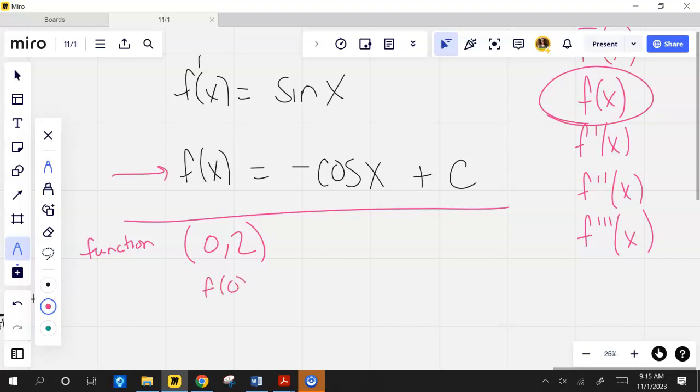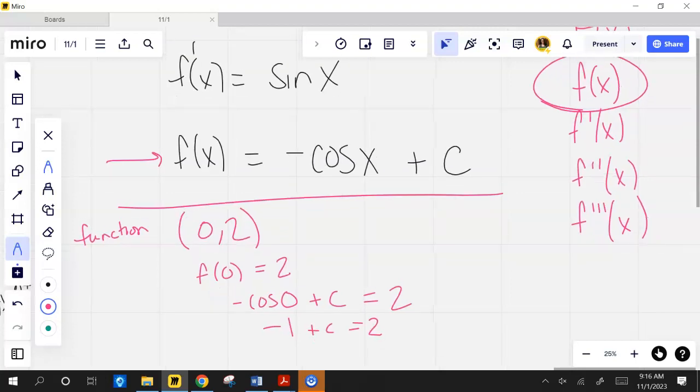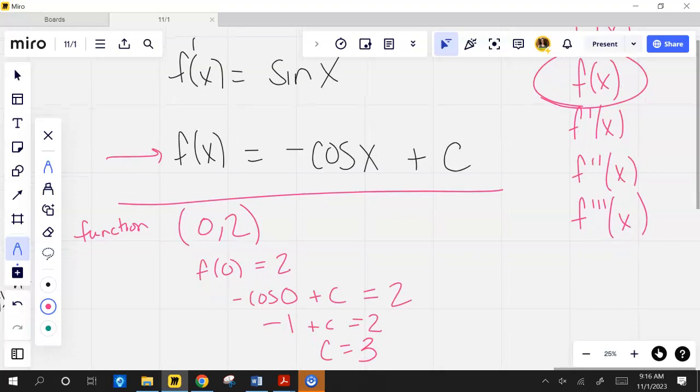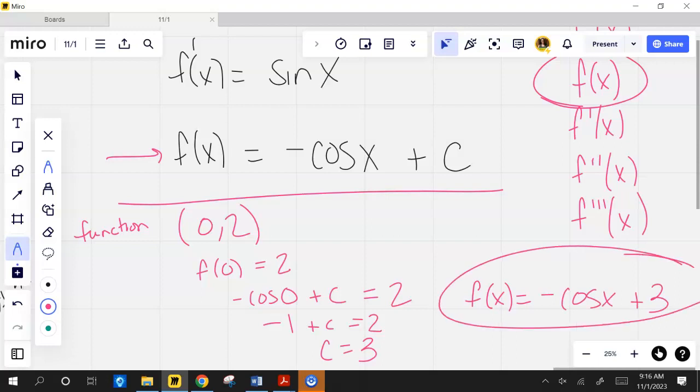So f of 0 better give me 2, which means that negative cosine 0 plus c needs to be 2. Well, what's the cosine of 0? 1, but it's negative, right? So negative 1 plus c is 2, so c's got to be 3. So what is the antiderivative here? The constant is 3, so it's negative cosine x plus 3. Does that make sense?